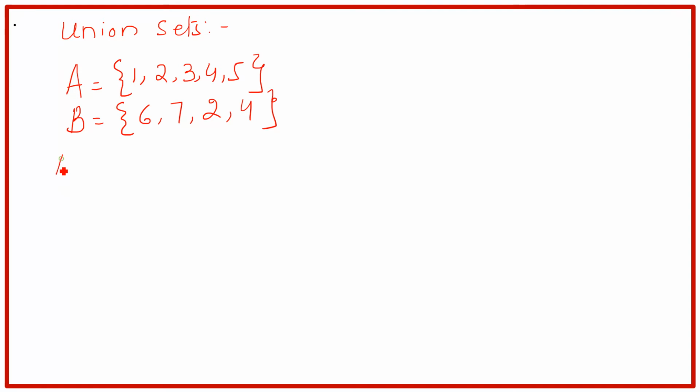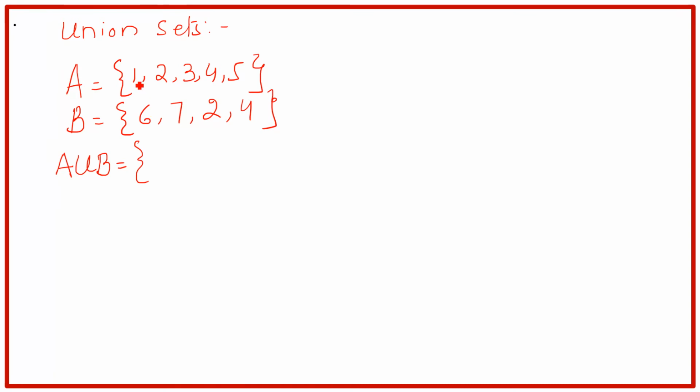How will we write A union B? Like this. A union B is the set of all elements that are in A and B. Right? Union means you have to write down all the elements which are present in A and B.